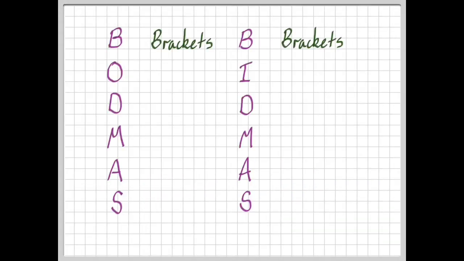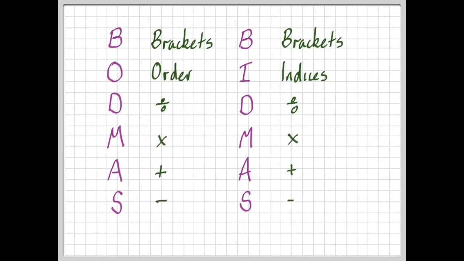Anything you see in brackets, you do first. Here's the bit that most people get confused about, but O stands for order and I stands for indices. And I have got a video on this channel which talks to you about indices, but that's things like 2 squared and 5 cubed and things like that. Then we have divide, multiply, add, and we have subtract. And that's all BODMAS and BIDMAS means.